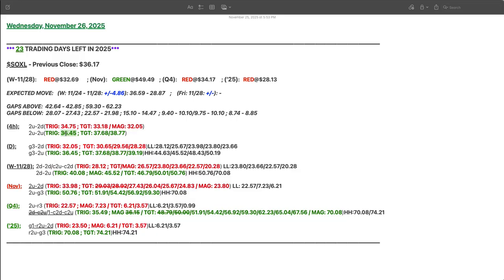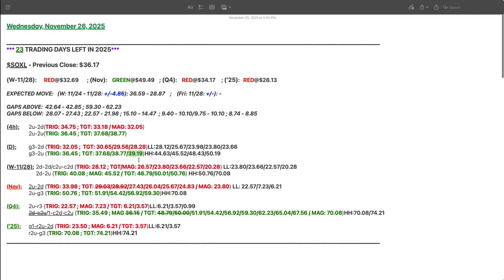Now to the upside, if we trigger a 2 up, then that triggers at 36.45, which is also the trigger of the 4-hour. And we've got basically the same targets to the upside with one additional extended target just because there's a higher time frame. We won't go back to the charts for the week, month, quarter, and year.